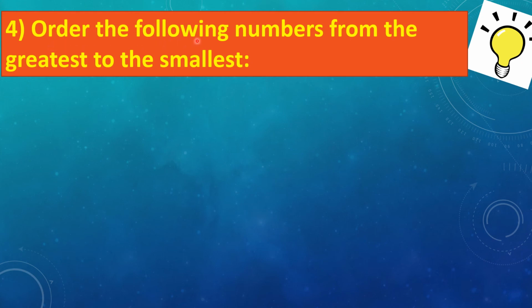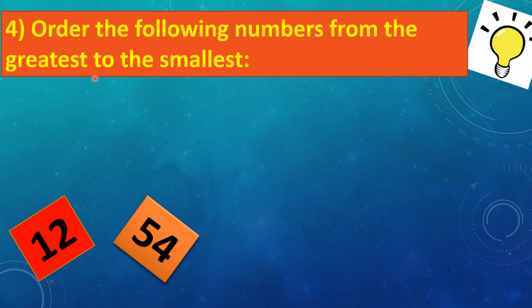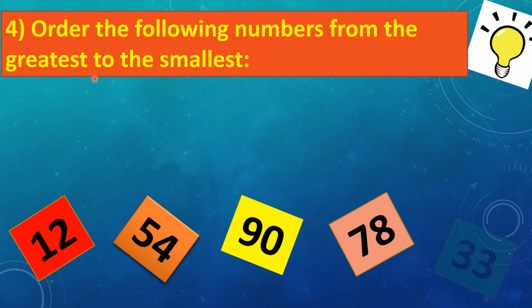Order the following numbers from the greatest to the smallest. Here we have 12, 54, 90, 78, and 33. As we said, we start by comparing the tens digit. We start from the left. Here we have 1, 5, 9, 7, and 3. Which is the greatest number?